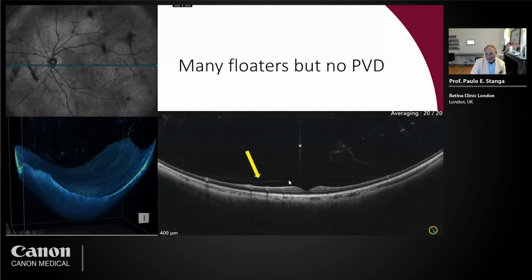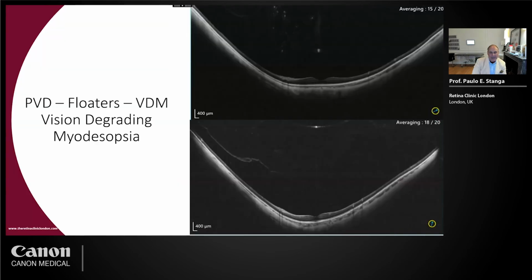A partial PVD, there is a cleavage plane only between the posterior cortical vitreous and the optic nerve and the fovea with vitreous floaters. So no PVD in this patient. So the presence of floaters is not the reason to diagnose a PVD. Here we have a PVD.